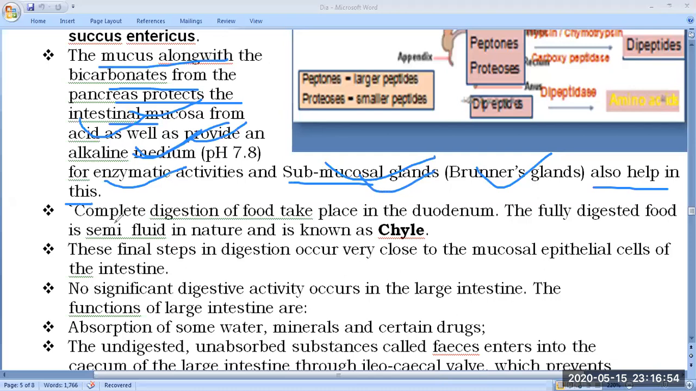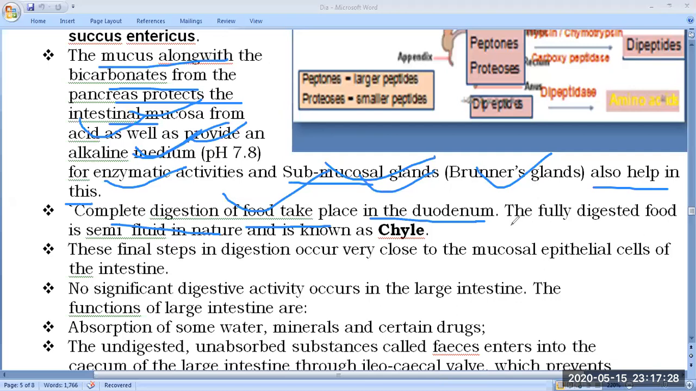Next one, complete digestion of food takes place in the duodenum. This is a very important sentence. It was already asked once in the NEET examination: where does complete digestion take place? Complete digestion takes place in the duodenum. I had already told you, in the mouth only 30% of carbohydrate is digested. In the stomach, only protein is digested, and in the duodenum everything is digested: protein, nucleic acid, carbohydrate, fat.